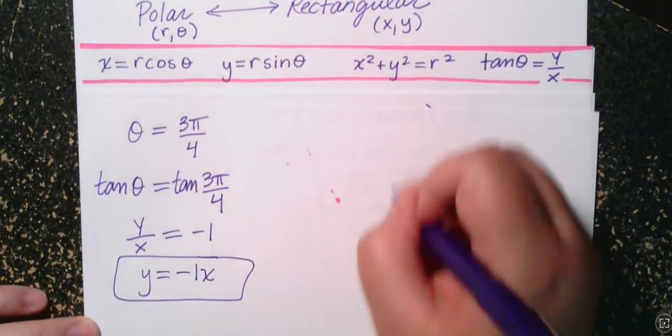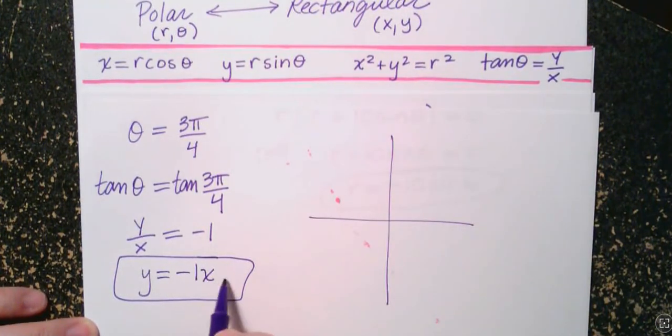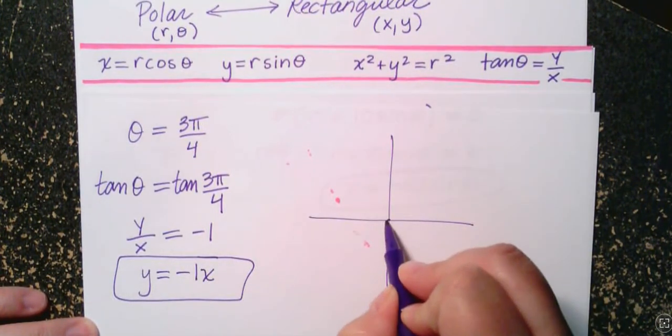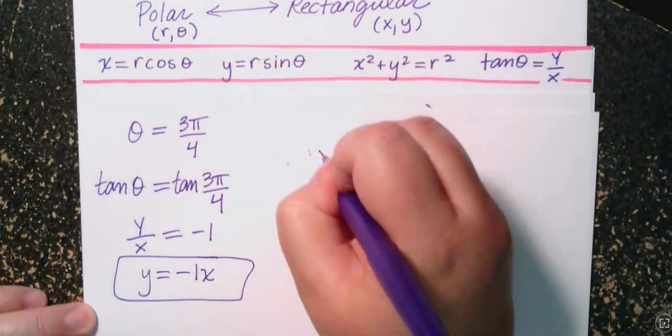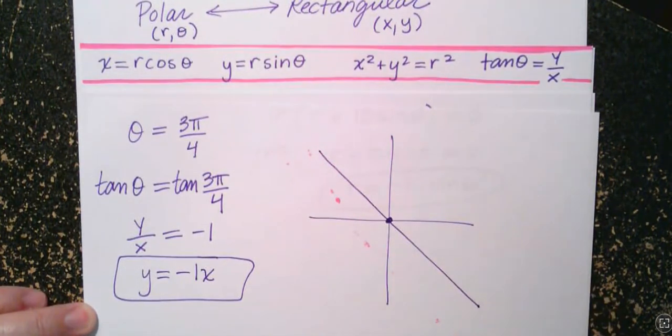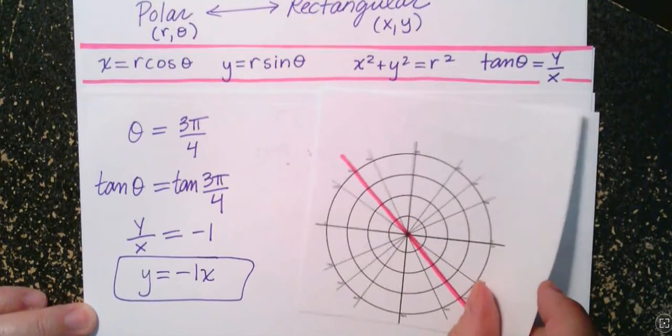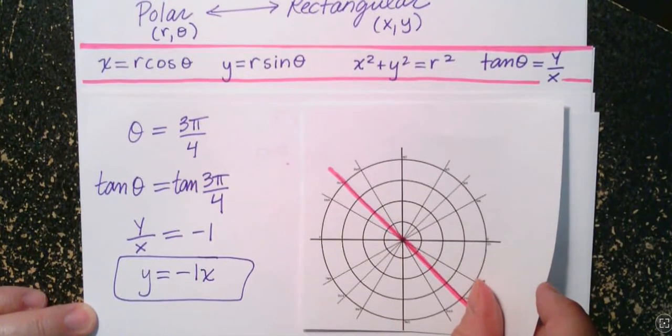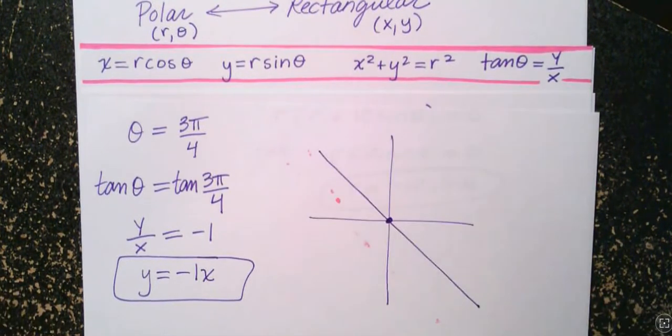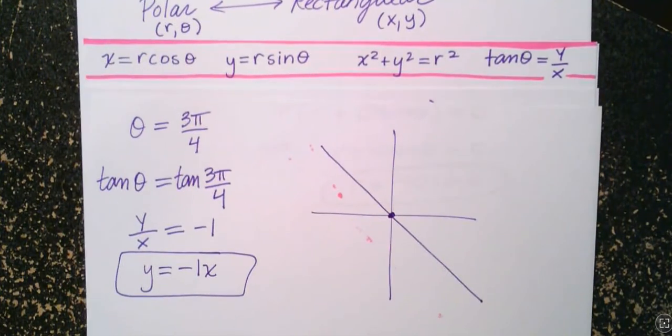Okay, notice it goes right through the origin. It has no y-intercept, because the y-intercept is 0. So that's that line, which is the line we just drew a second ago. So they really are the same thing. All right, let's look at another one.